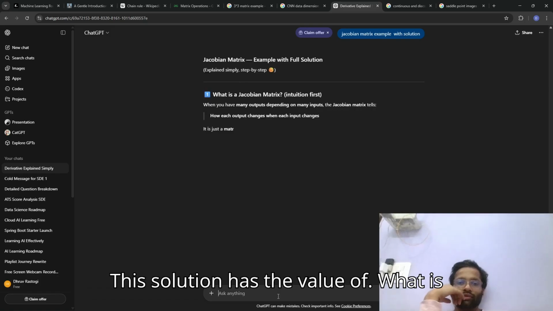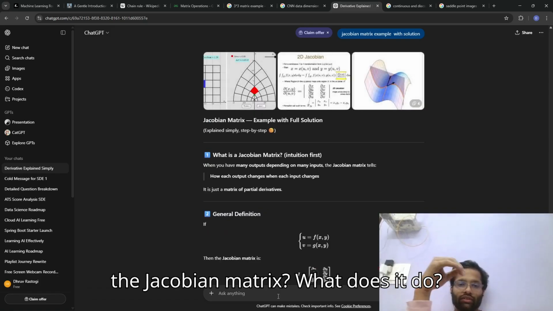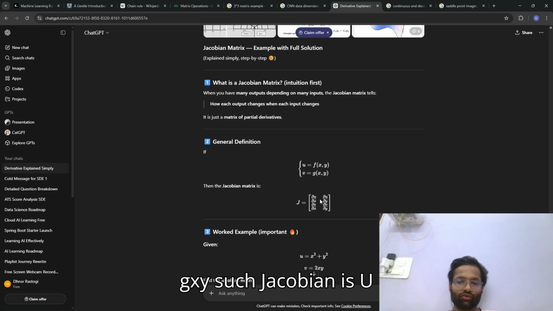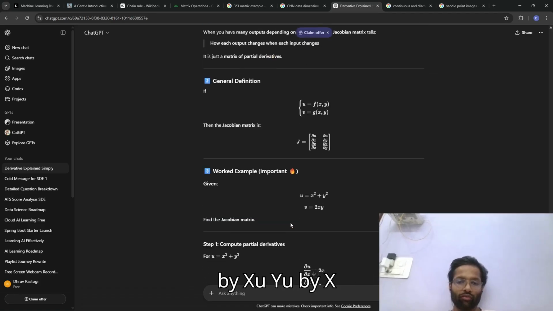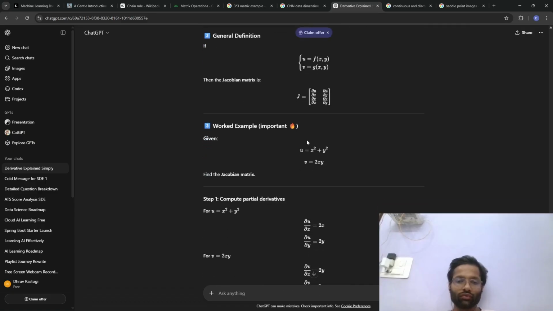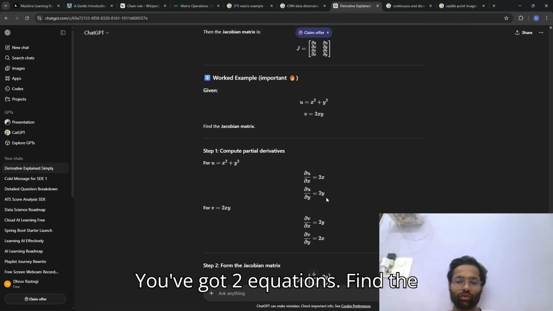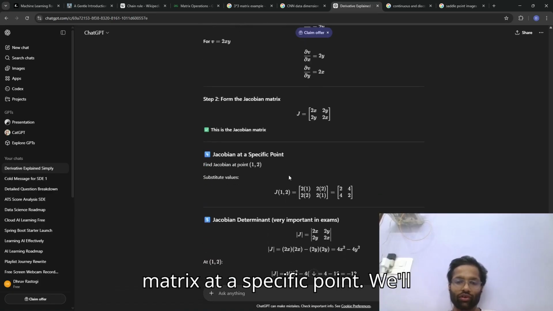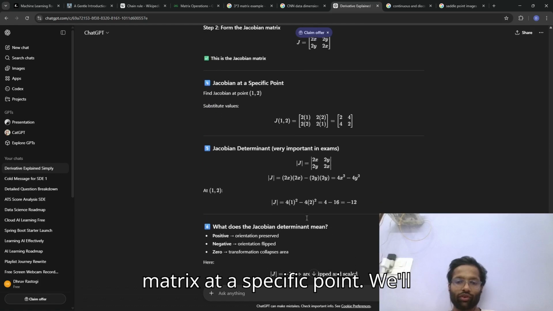the solution as well. What is a Jacobian matrix? What does it do? You get v f(x,y), v g(x,y). So Jacobian is u by x, u by y, v by x, v by y. For an example, you get two equations, find the Jacobian matrix. This is the Jacobian matrix.